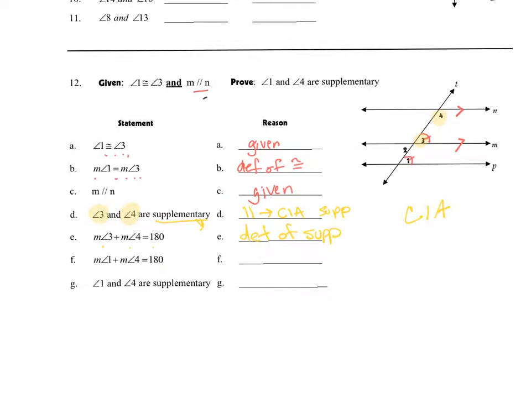Now, if we take a look at what we have here and look at what is next, we were told that the measure of angle 1 is equal to the measure of angle 3, and you can see that here we have an angle 3, so we can put in an angle 1 there, and that would be substitution.